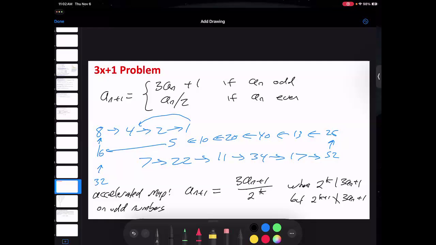16 would immediately go down to 1. When you had 7, you wouldn't go 7, 22, 11. You would just have, in the accelerated map, 7 go straight to 11. And so what you could then ask is, are there infinitely many numbers that go to 1 in one step? Sure, powers of 2. Are there infinitely many numbers that go to 1 in 2 steps?